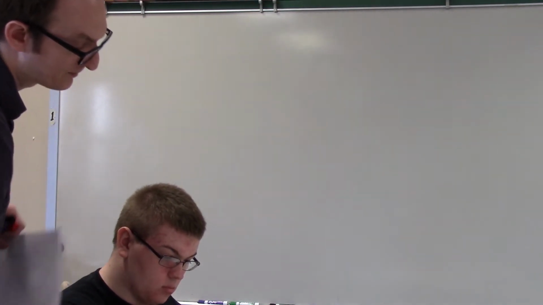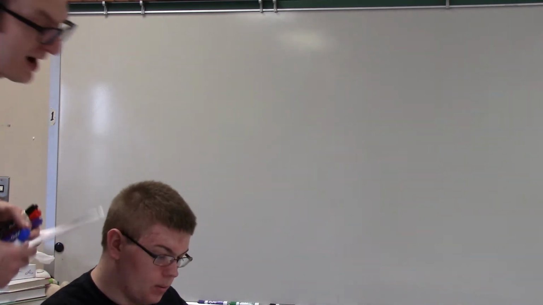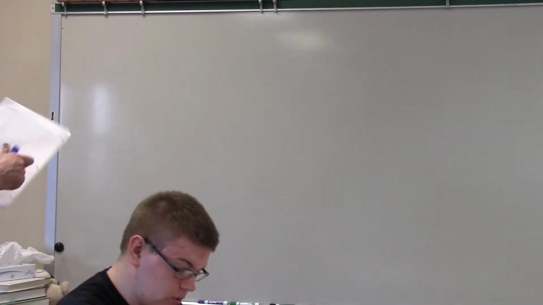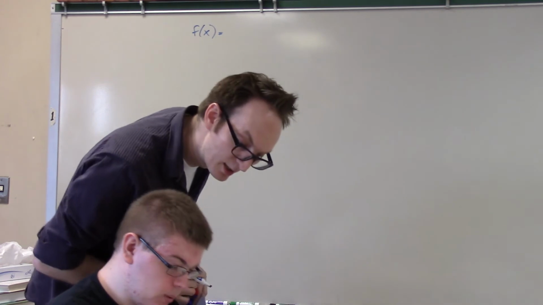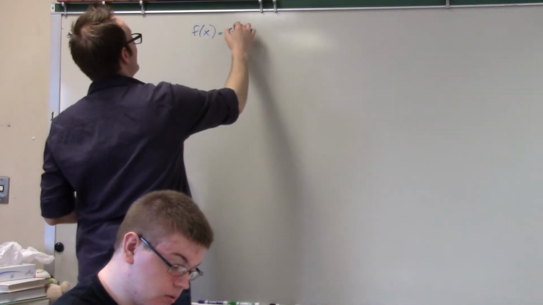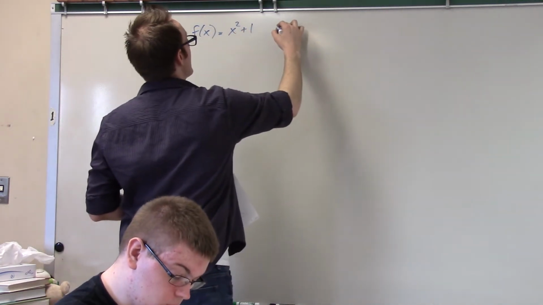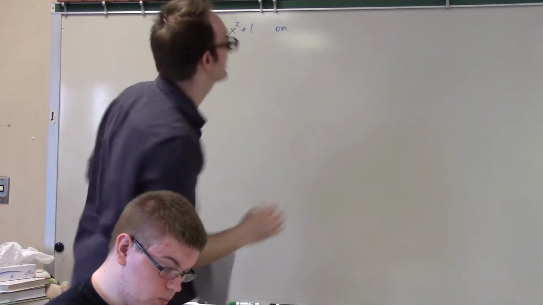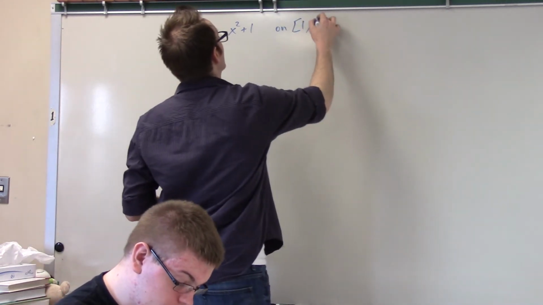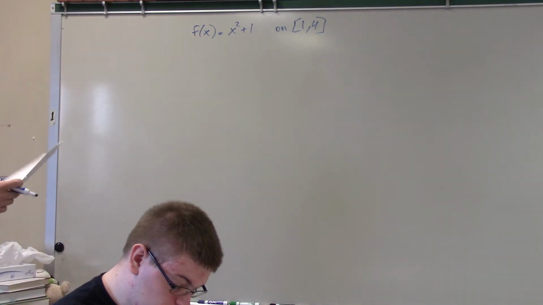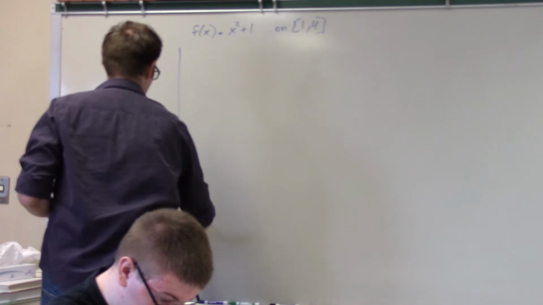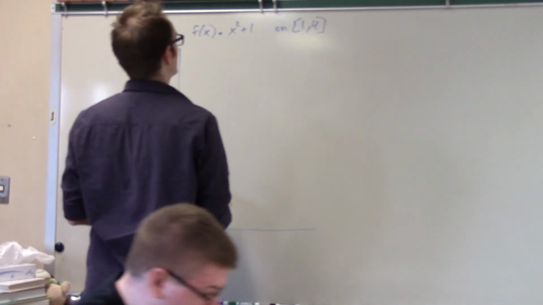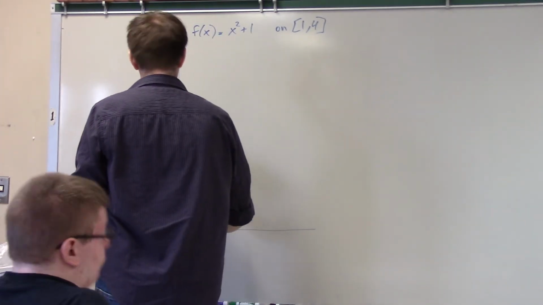The function is y equals x squared from x equals 1 to x equals 4. Well, okay. So here's the function. It's f of x equals x squared plus 1, and we want to know the area under the curve on the interval [1, 4]. Well, there are two ways we can do this. So here, I'll try to draw this. It's going to look better on your paper.